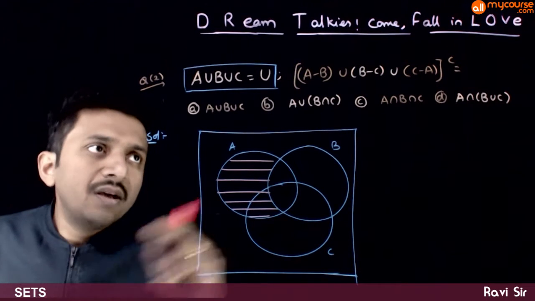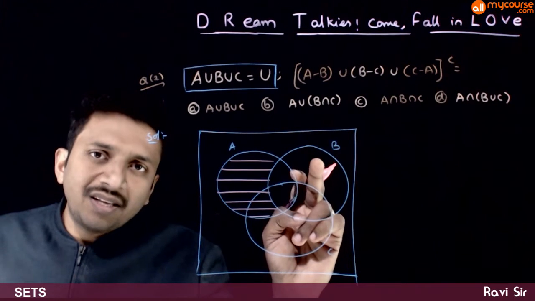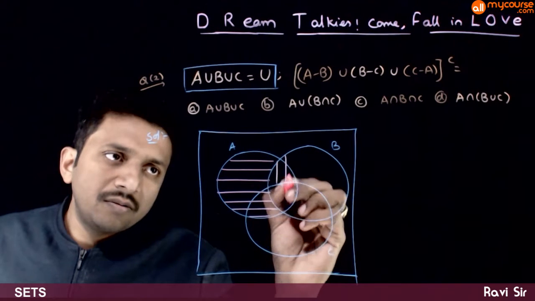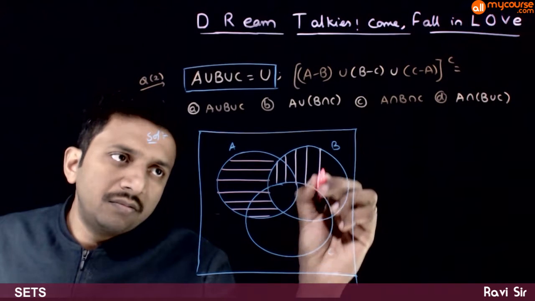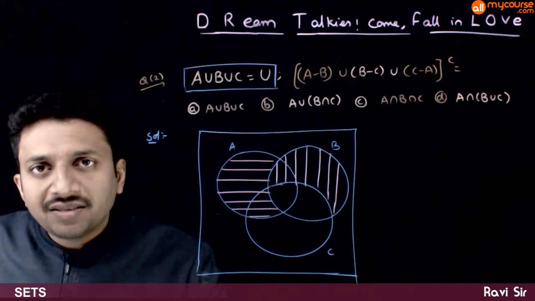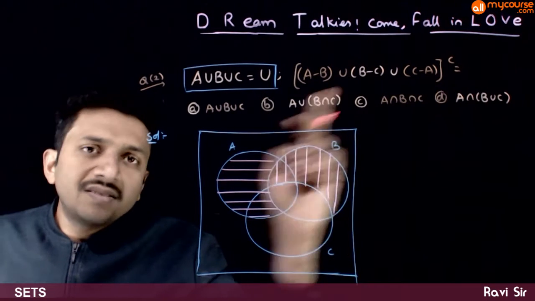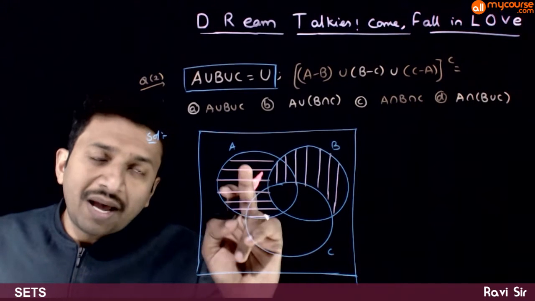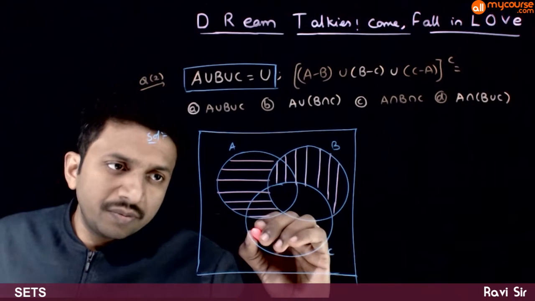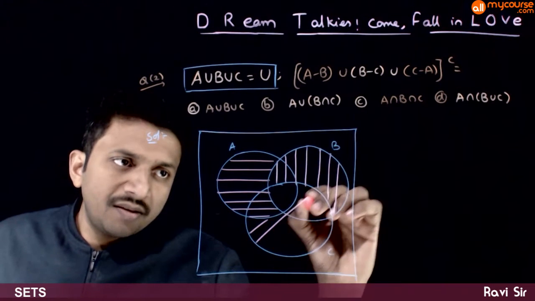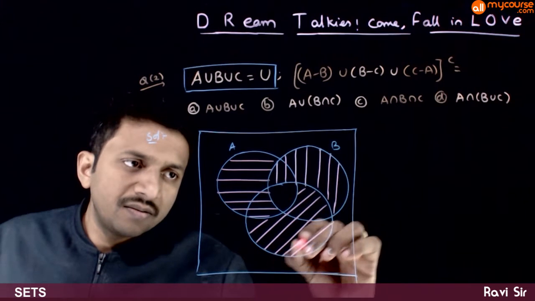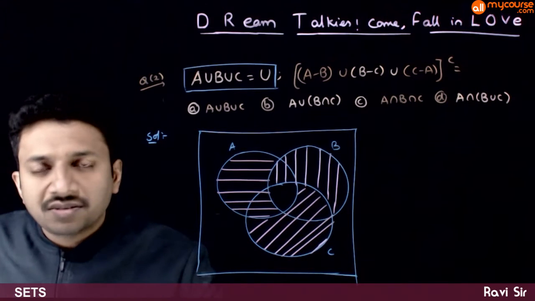It's A minus B. What is B minus C? B minus C is all elements present in B but not in C. So this is B minus C. And what is C minus A? C minus A. The elements present in C but not in A. So C minus A will be something like this. C minus A will be this.